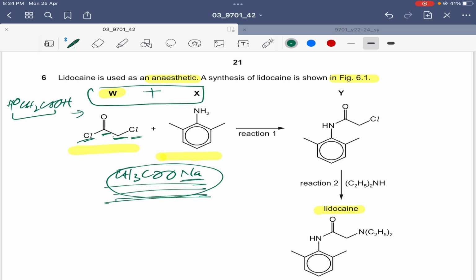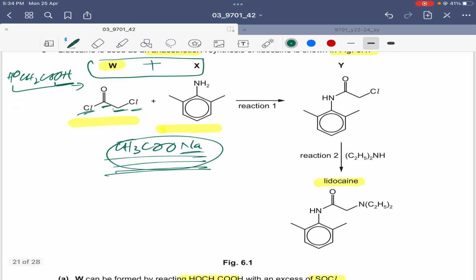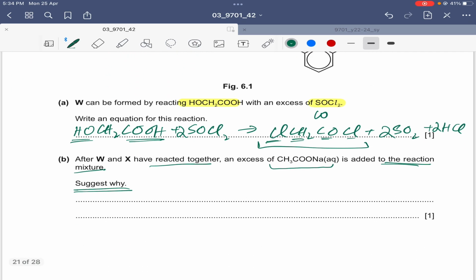And Na will displace the hydrogen from this acid and it will neutralize the acid, right? In addition, we have sulfur dioxide and HCl. These are acidic gases. So this can be used to neutralize these acidic byproducts as well.